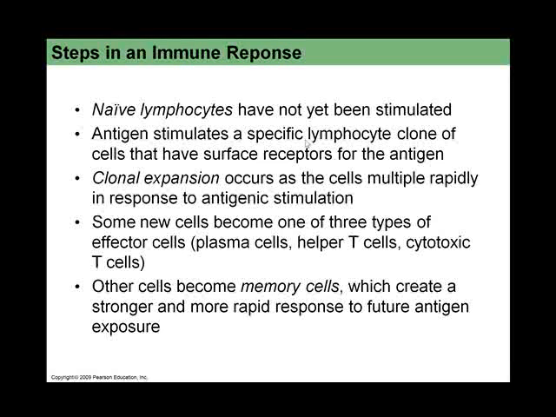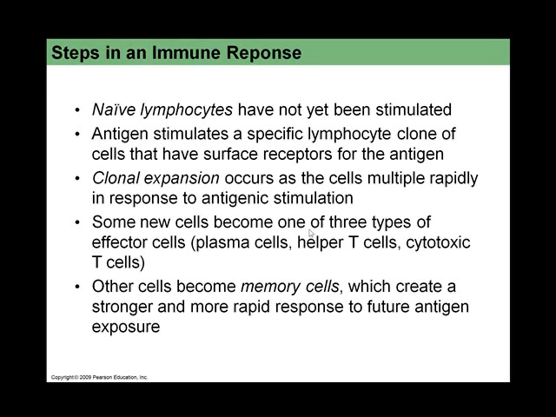The antigen stimulates a specific lymphocyte clone of cells that have surface receptors for the antigen. The clonal expansion occurs as the cells multiply rapidly, that should be a Y there, in response to the antigenic stimulation. Right? So the decision now has been made that we have a line of protection in place from a prior exposure to this. In the text they state that this description is based upon the assumption that there was a prior exposure to this antigen.